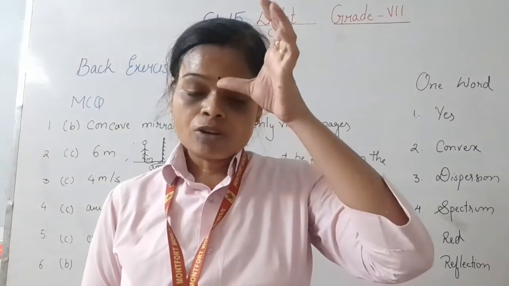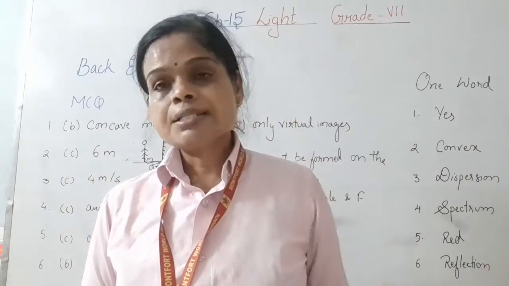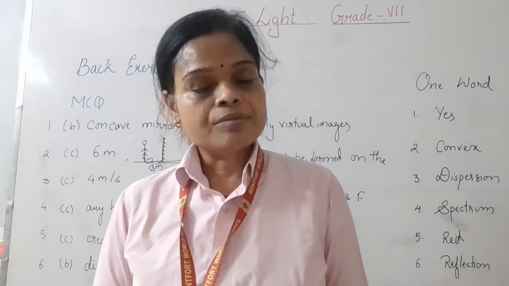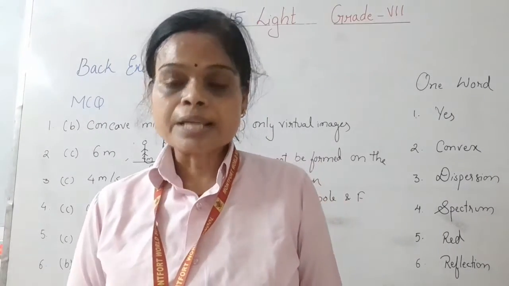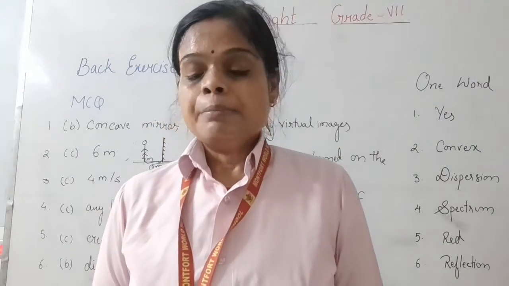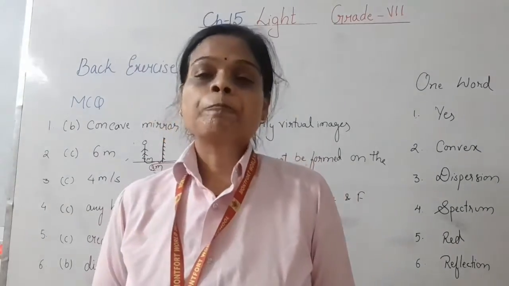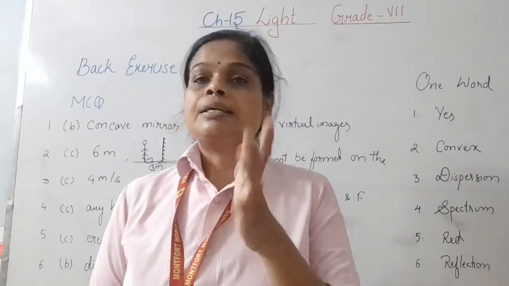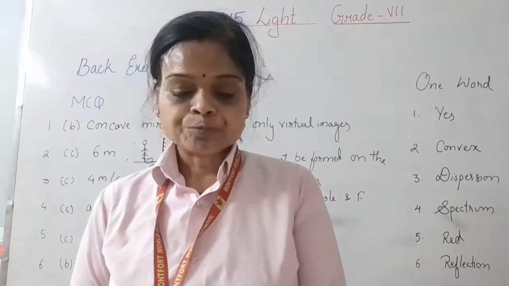Convex lenses are called as converging lens and concave lenses are called as diverging lens. So convex lenses are thicker in the middle and thinner at the edges, and concave lenses are thinner in the middle and thicker at the edges.